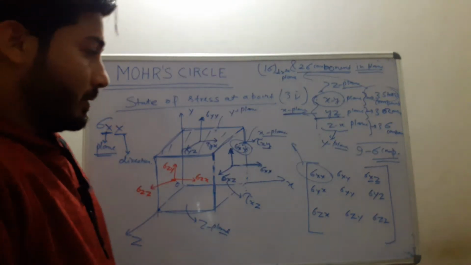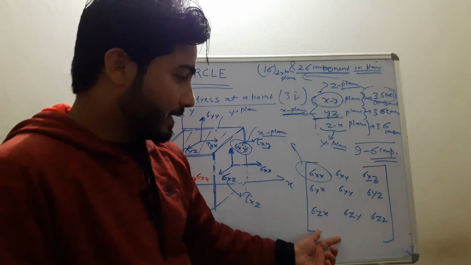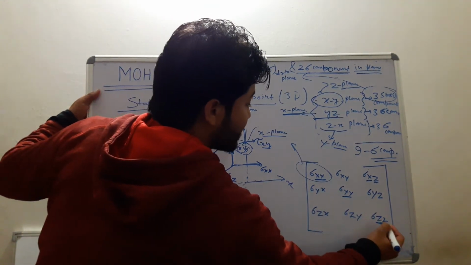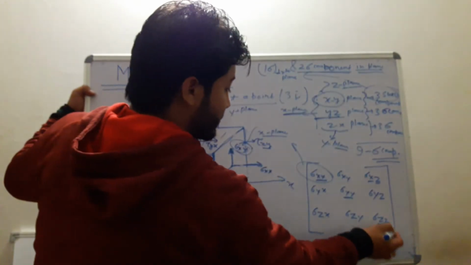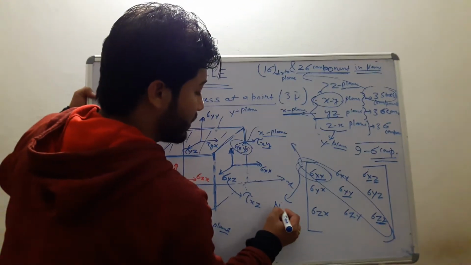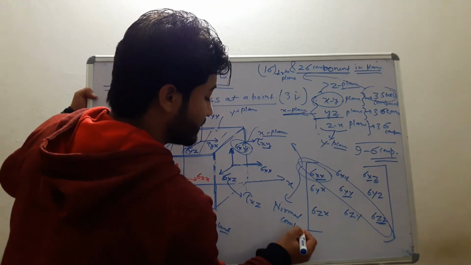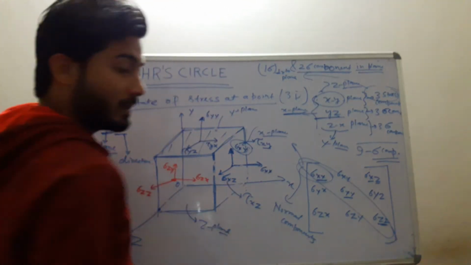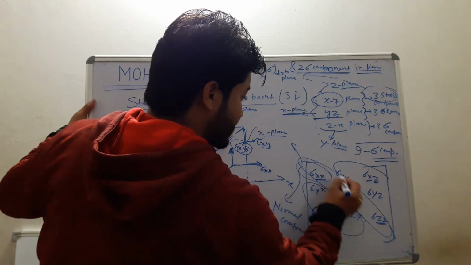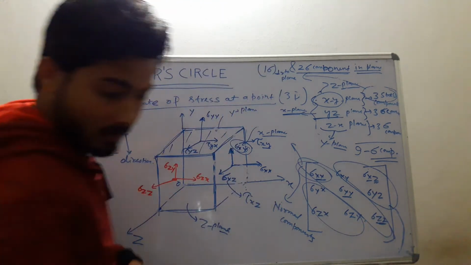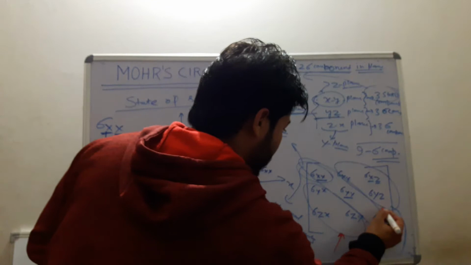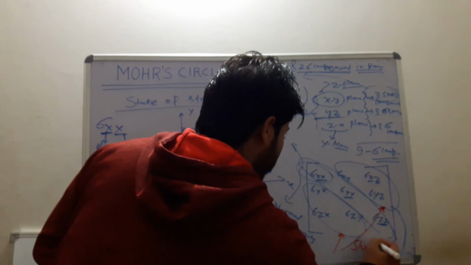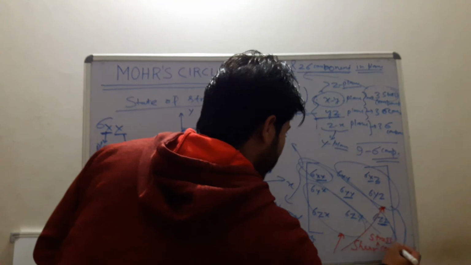By observing this matrix of order 3 cross 3, when the two subscripts are the same, that is xx, yy, zz, these three stress components will be normal components. The remaining 6 components will be shear stress components.